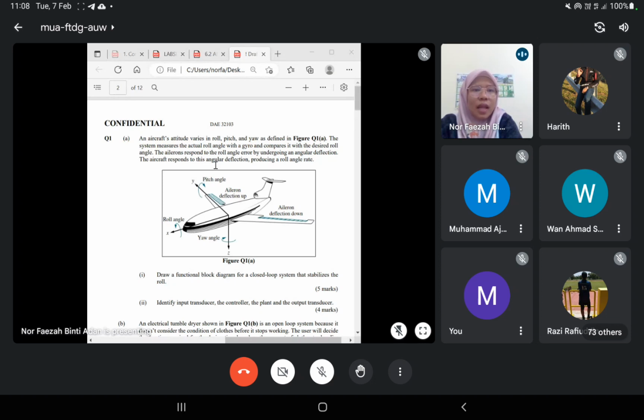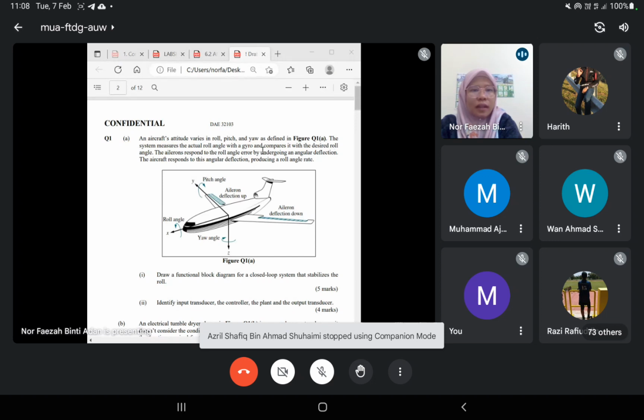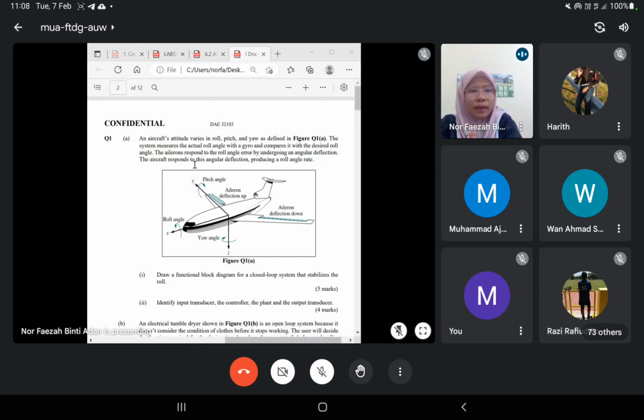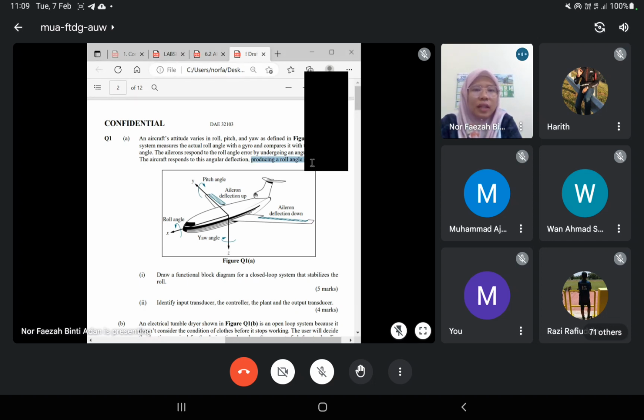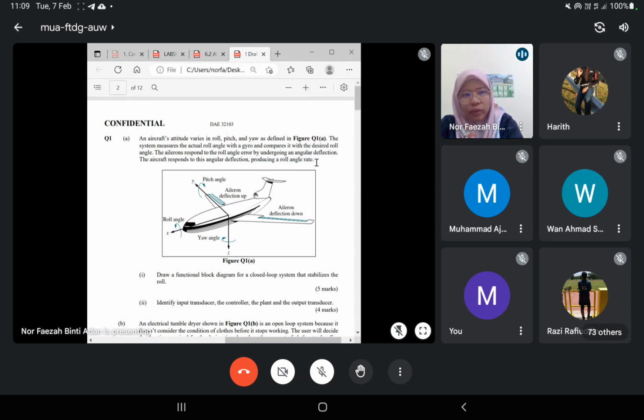The system measures the actual roll angle with a gyro and compares it with the desired roll angle. So it talks about the roll angle, and then the ailerons respond to the roll angle error by undergoing an angular deflection. Okay, the aircraft responds to this angular deflection, producing a roll angle rate. Okay, so a roll angle rate is your output that you want, and then your input is the actual roll angle. Okay, it is measured by a gyro, and then it is compared with the desired roll angle.